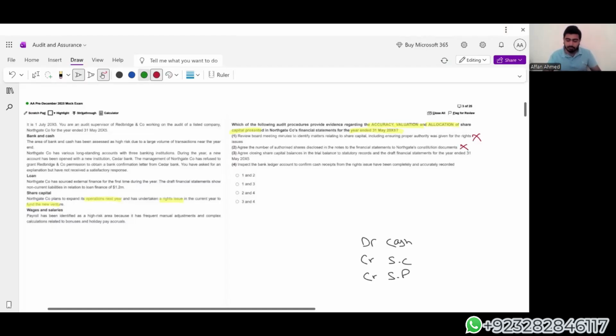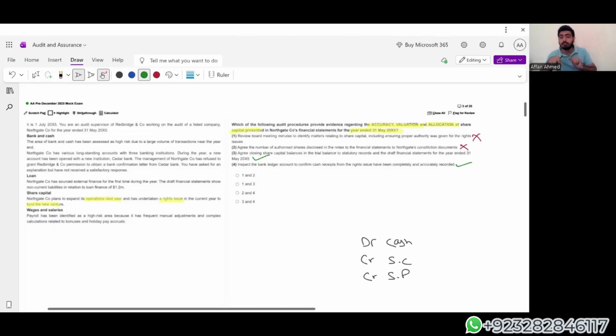Cancelled off. Now we're left with the last two, so we can directly take them as well, but let's discuss the logic for them as well. If some other option might be there, why is it there? What is the thing that we have to see? Agree closing share capital balance in the trial balance to statutory records and the draft financial statements at the end. So I'm comparing the closing share capital with my draft financial statements and the statutory records.